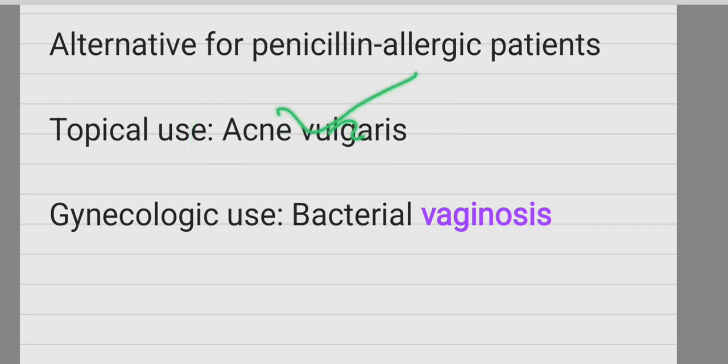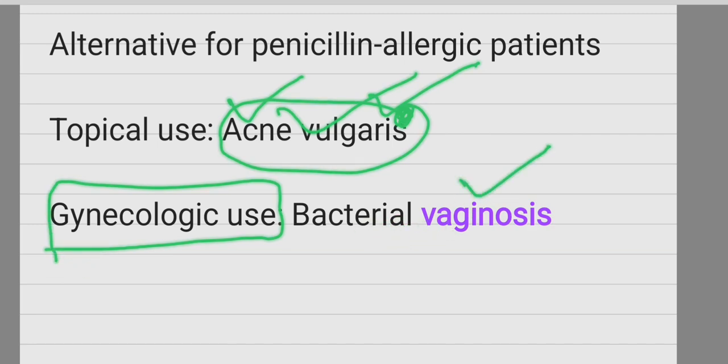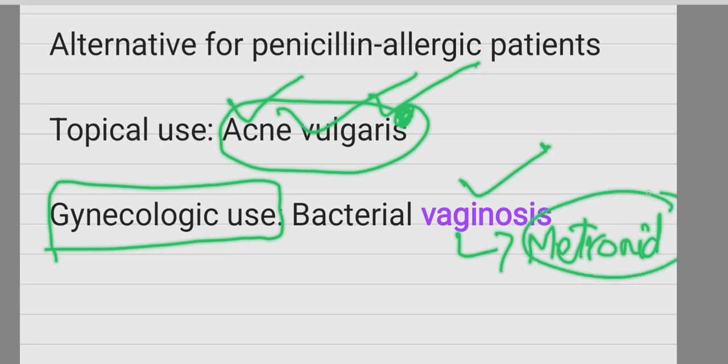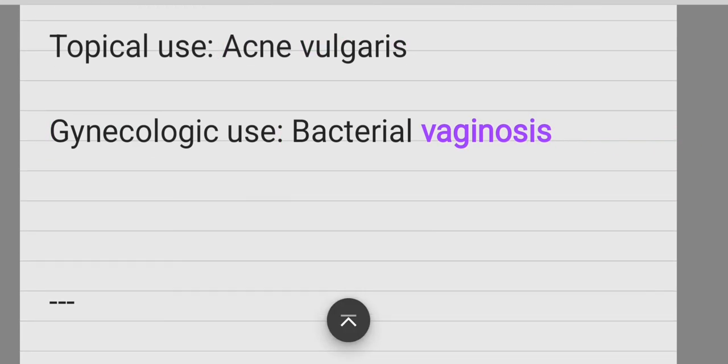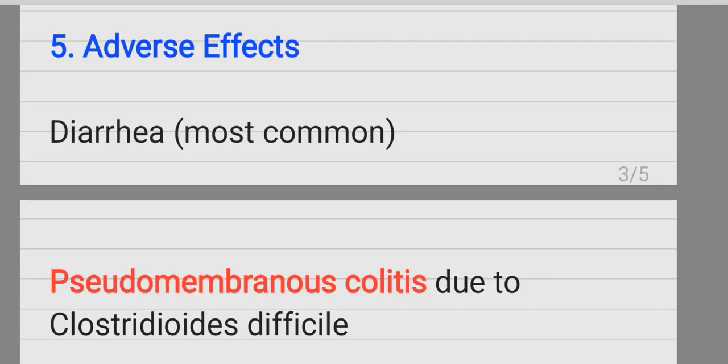The thing that is important, it can be used for acne vulgaris. It can also be used for gynecologic issues like bacterial vaginosis. The most important drug that is used for bacterial vaginosis is metronidazole. Instead of metronidazole, you can use clindamycin, because both can kill the organisms causing bacterial vaginosis.